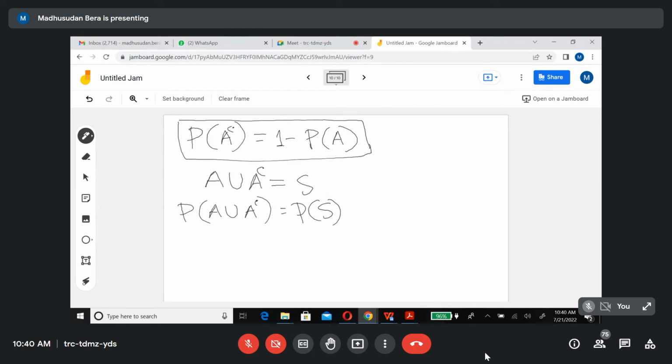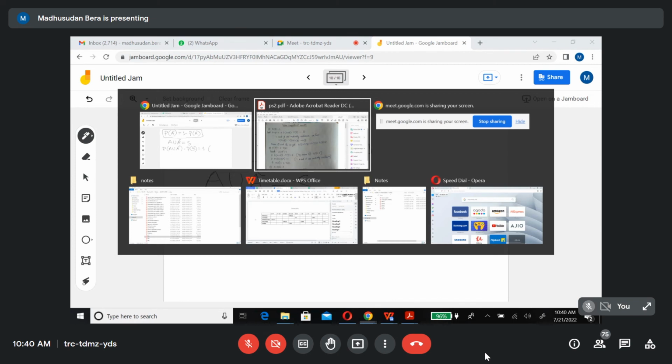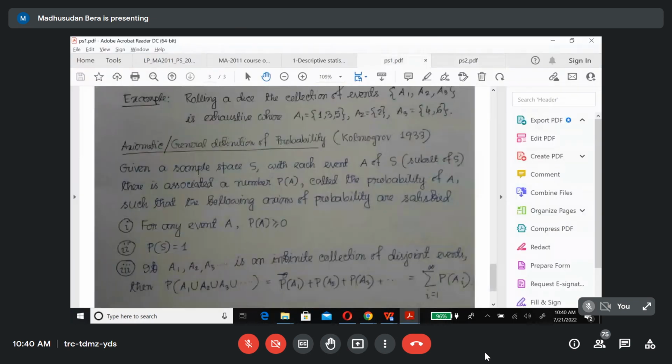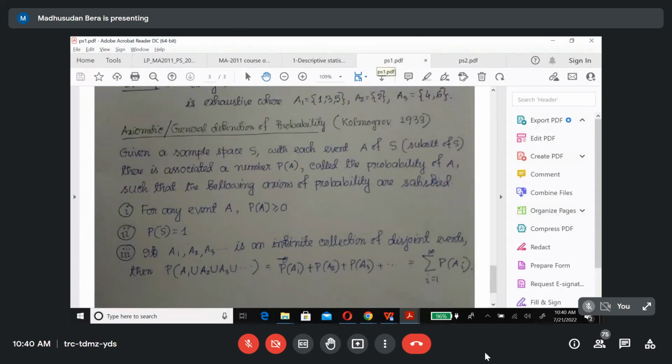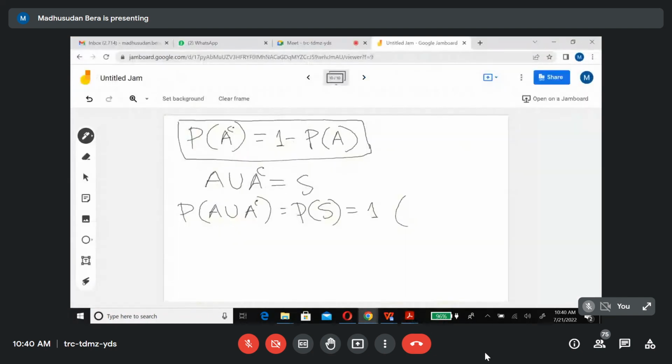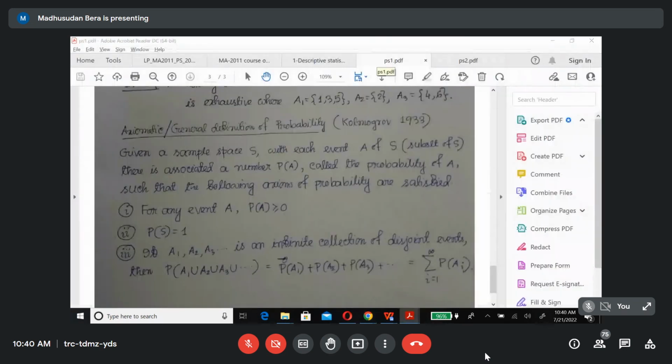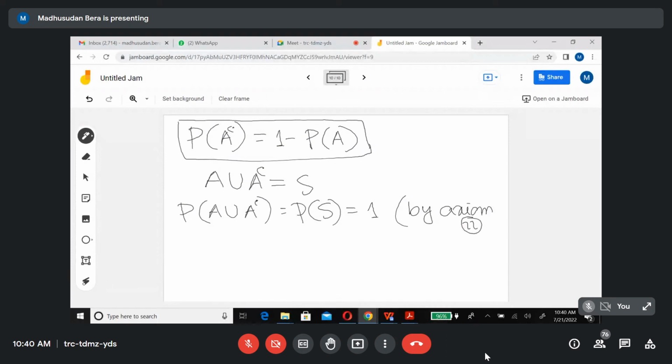What is probability of S? It is 1. How are you getting that? By axiom 2. Axiom 2 is P of S is 1. We will use only these three axioms, and then we will get all the other results, whatever notation is in these. By axiom 2, P of S is 1.